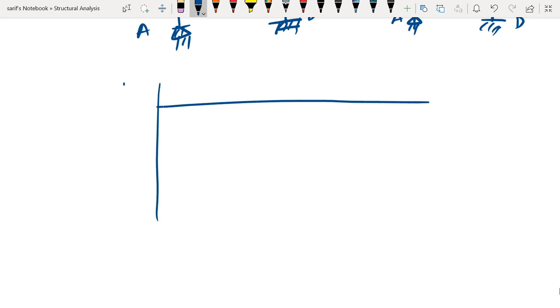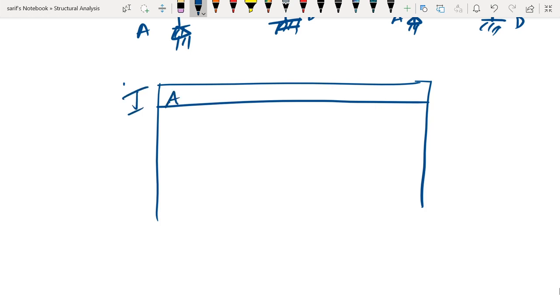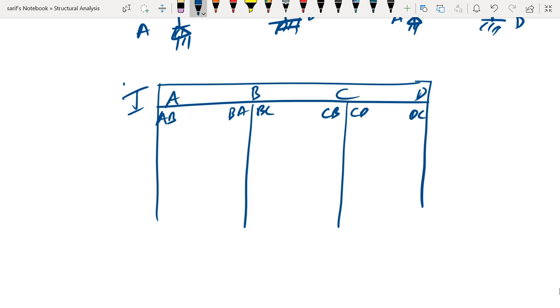So if we look into the moment distribution table, how do we draw it? First we should have the joints. So joints are A, B, C and D. So these are the four joints. Then we need to draw the members. Members will be AB, then it will be BA, BC, CB, CD and DC. So these are the members. Now next thing is we need to mark the distribution factors.